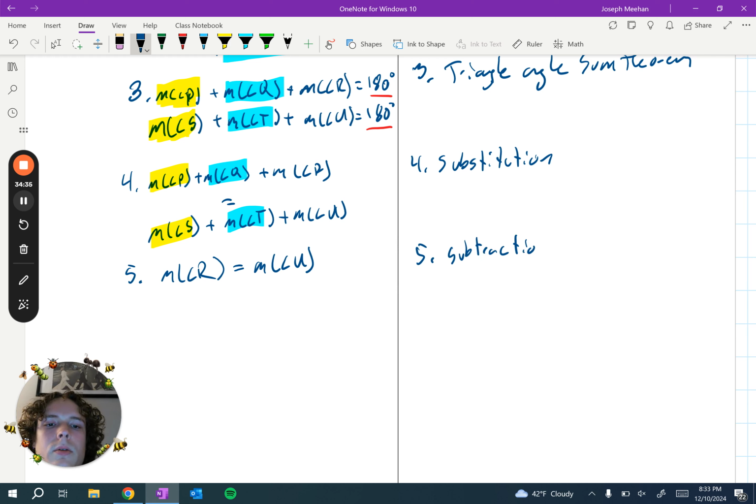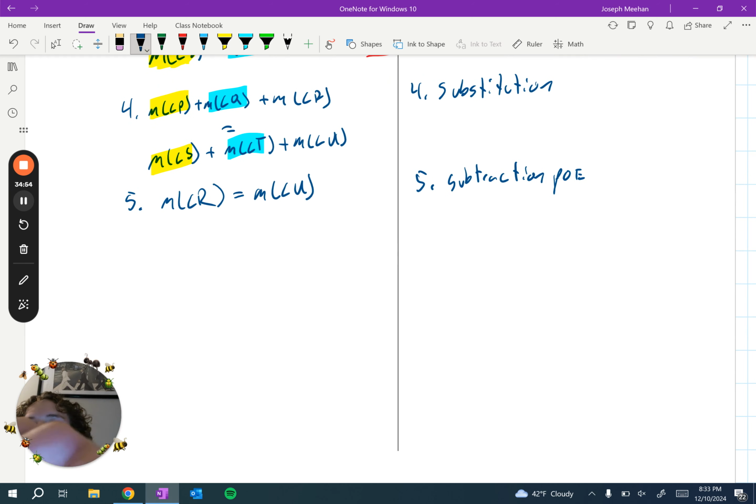Right? All we did was subtraction. There we go. Subtraction property of equality, actually. We did subtraction to subtract the yellow angles, which were the same, and the blue angles on both sides of the equation. It's just like saying if you had x plus 5 equals y plus 5, you would subtract 5 on each side to get rid of those 5s, right? Now, step 6, if we have two measures of an angle that are equal, then we can say those angles themselves are congruent. So angle R is congruent to angle U. That is because of the definition of congruent angles, or definition of congruence.